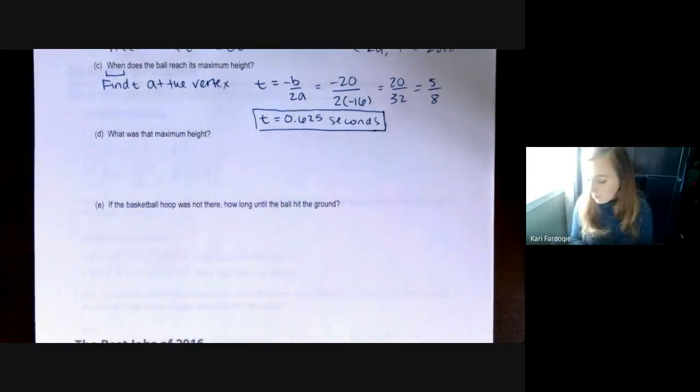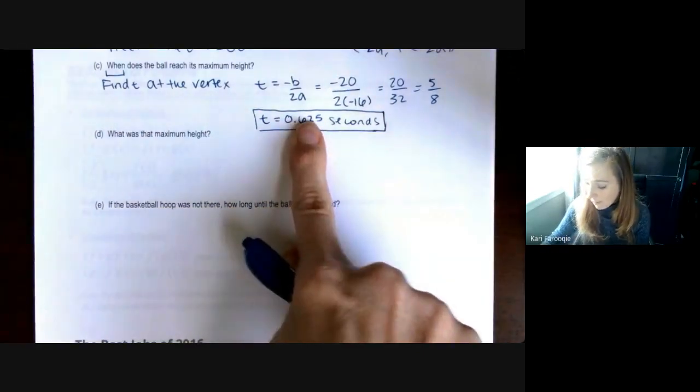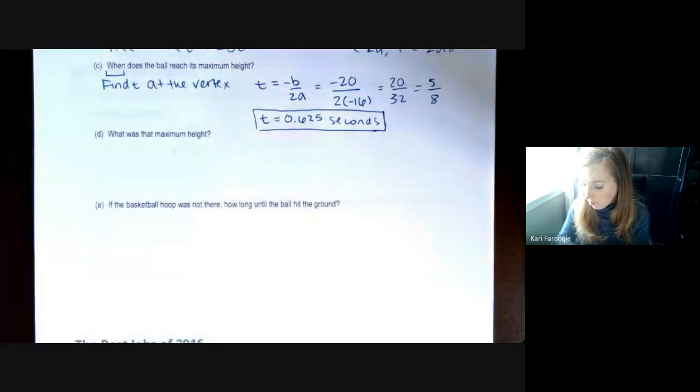We'll measure time in seconds and we'll call it a decimal if it makes sense, if it's exact. Otherwise, I'll give you rounding instructions. What was the maximum height? So if you know that it reaches its maximum height in this amount of time, we'll just figure out what the height must be at that time.